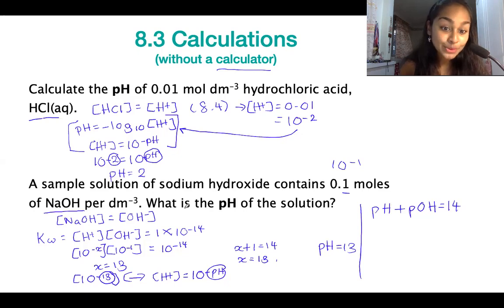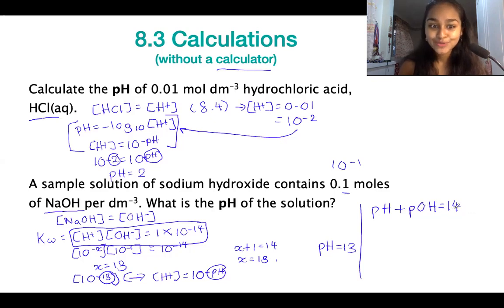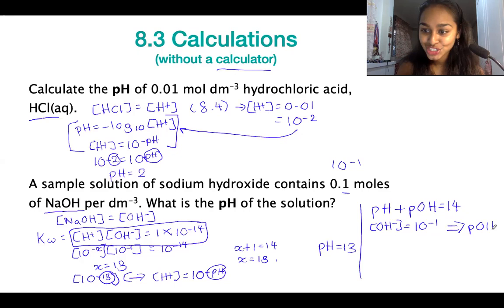We derive this also from the ionic product of water, right? This is derived from this equation over here, but now we can express it as pH plus pOH equals 14. Since I've got a base over here, and I know that the hydroxide concentration is 10 to the minus 1, I can use this to work out the pOH. So pOH is the inverse scale of the pH scale. Allow me to explain.